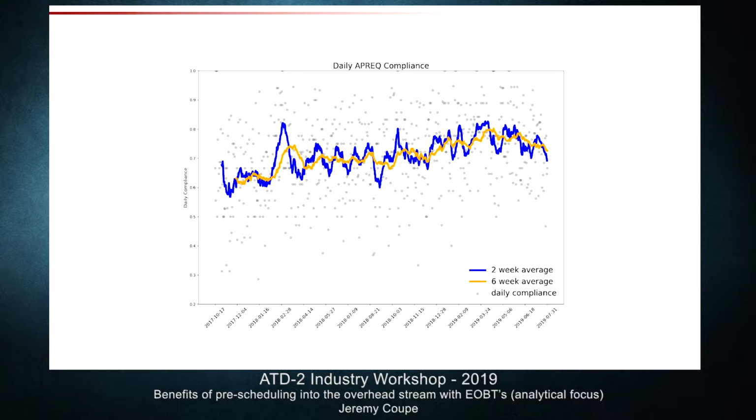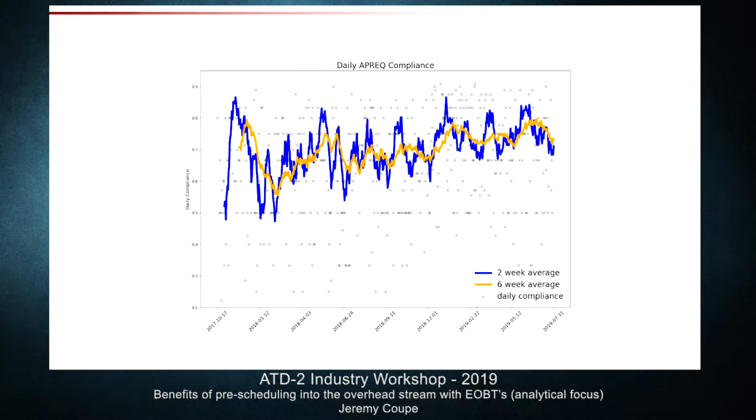For those that can't see, because I understand the graphics aren't great, this tick mark here is 70% compliance. This tick mark here is 80% compliance. So we're achieving nearly 80% compliance for our APREQs into Atlanta, which is really remarkable when you think about the complexities of the Charlotte surface.